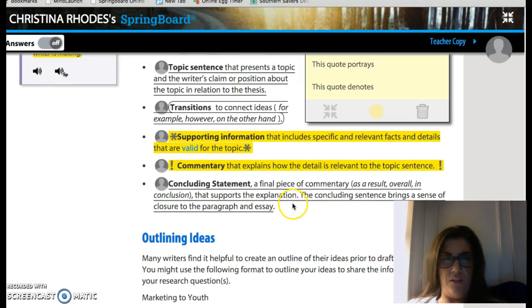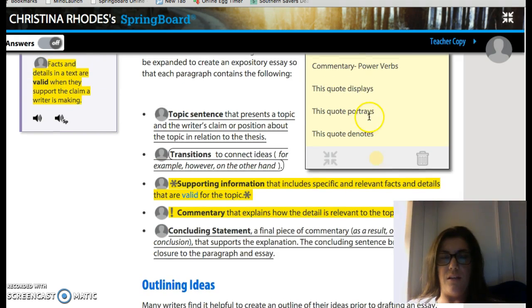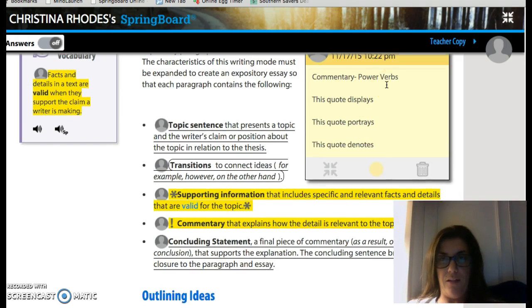Okay, so your essay today, for your outline, you're going to have a topic sentence, transitions, going from one paragraph to another, supporting information, so you need to find a quote from somewhere in the Springboard book, and then you need to find a quote on research on your own. After each quote you have commentary. This explains how the detail is relevant to the topic sentence, and you need to use your power verbs in the front of your notebook.